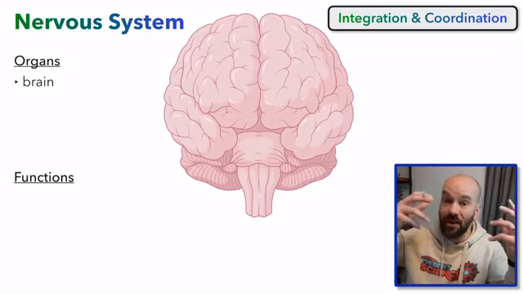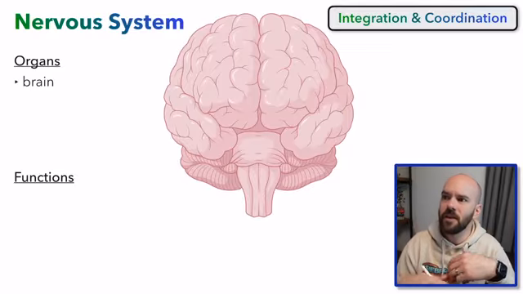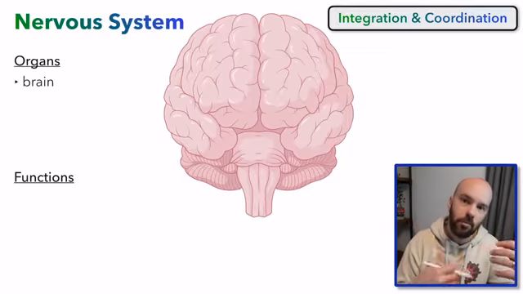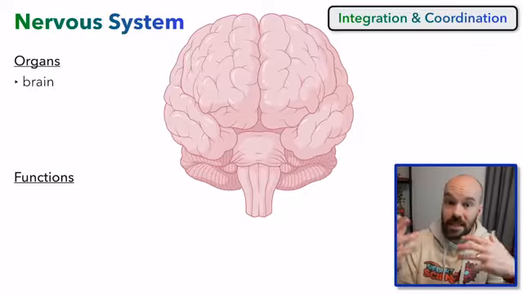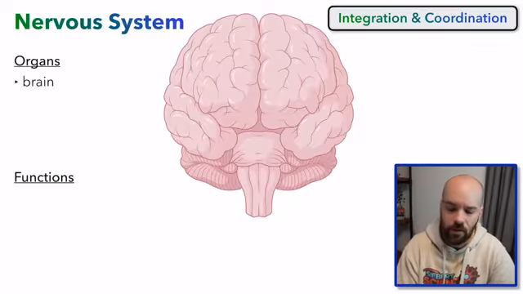It's going to be where your personality and all your thoughts are, but it also controls things that you don't think about, such as your breathing rate and your heart rate and homeostasis throughout the body. So a lot of stuff is going on in our brain.